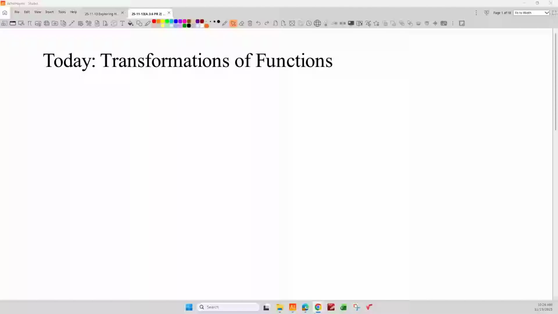Today is one of those days where you really have to focus, but if you do, you're going to get this. You have to follow along, you can't be lazy with this. You've got to be engaged and focused. So we're going to finish talking about transformations of functions.